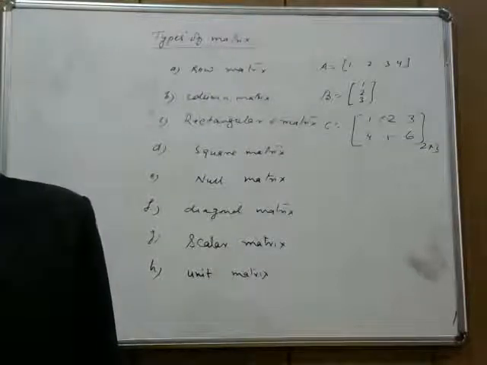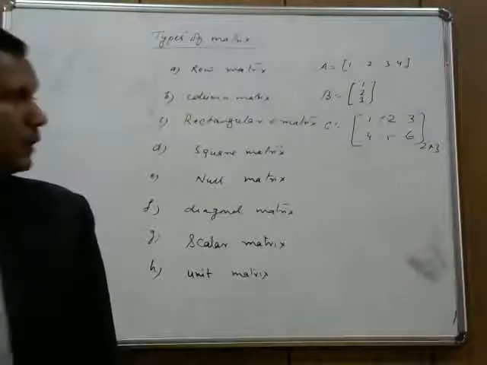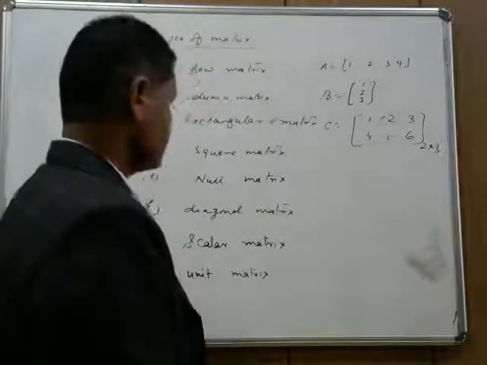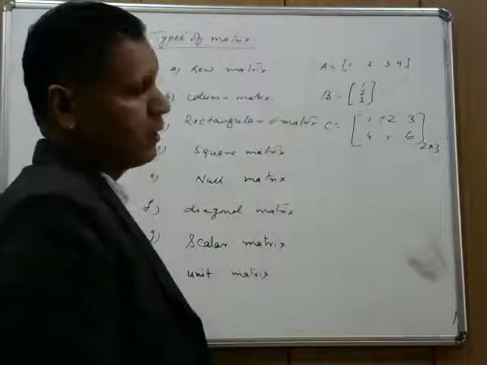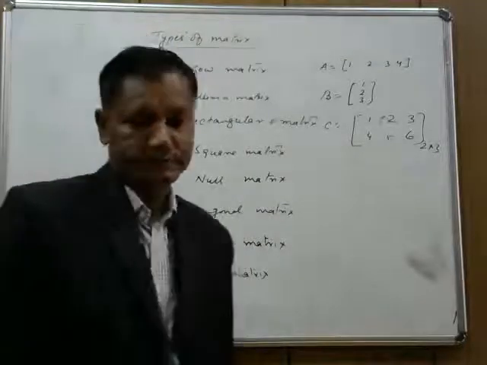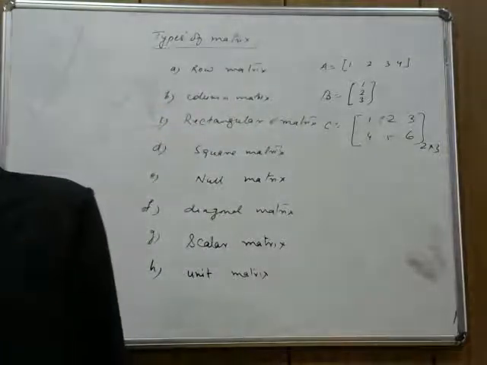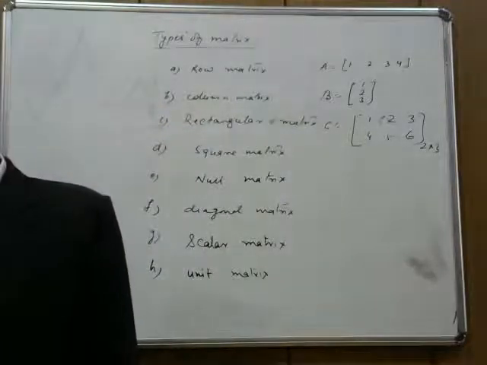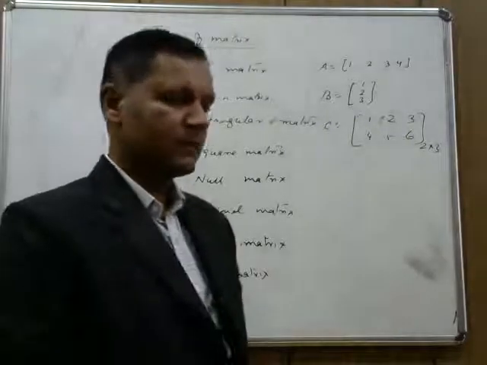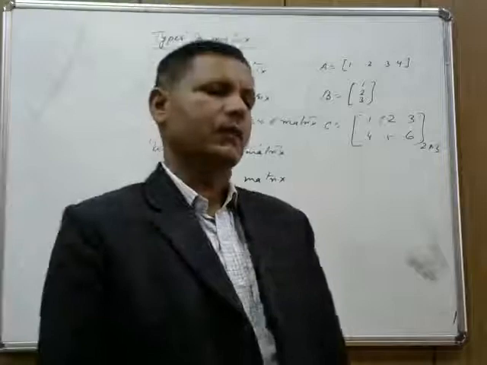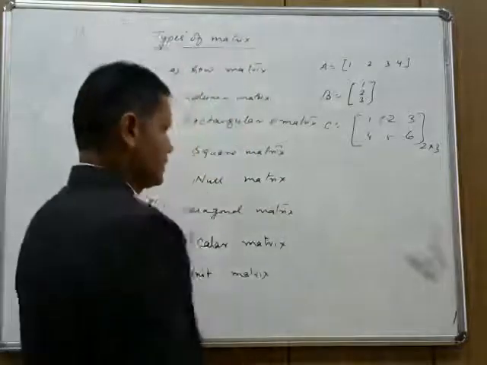called a rectangular matrix. A square matrix, a matrix in which number of rows and columns are equal. A square matrix, a matrix in which the number of rows and number of columns are equal, or we can say that the number of rows is equal to the number of columns, is called a square matrix.